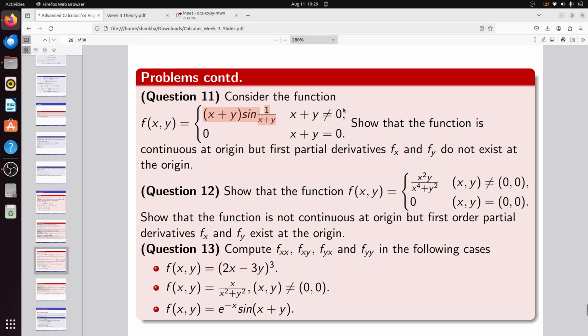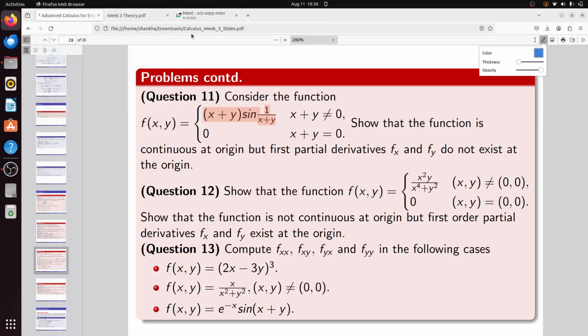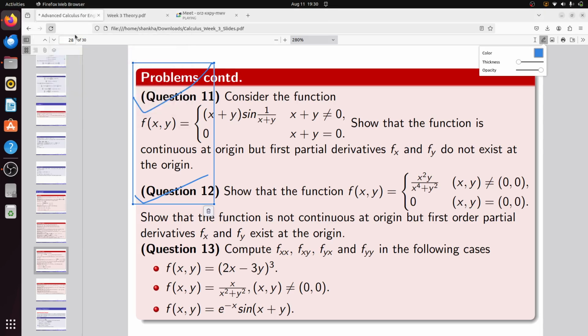So that's why these first order partial derivatives fx and fy do not exist, right? And these two problems are very important. Even if you are doing research in mathematics, these problems are very useful for counter examples. See, this function is continuous, but partial derivatives do not exist, right? And here the partial derivatives exist, but still the function is not continuous. How will you prove that it is not continuous here?